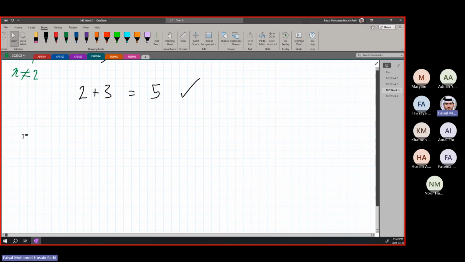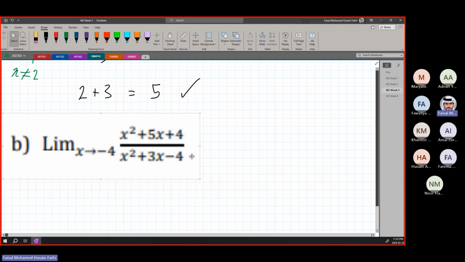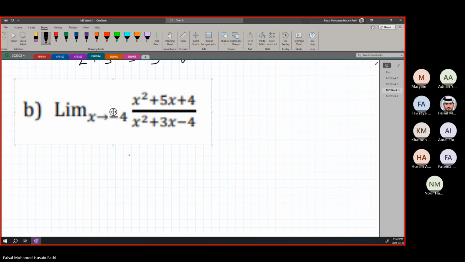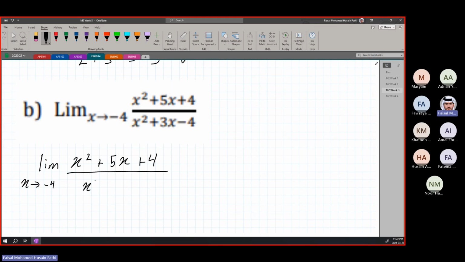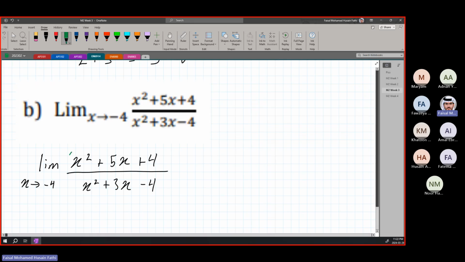Again, same thing here. We are given x squared plus 5x plus 4. Let me just rewrite it. Limit as x goes to minus 4 of x squared plus 5x plus 4 divided by x squared plus 3x minus 4. Okay? Again, what can you do? You could just do the factorizing of both using the calculator. The top one is going to be, if we just put it in the calculator, 1, 5, and 4.